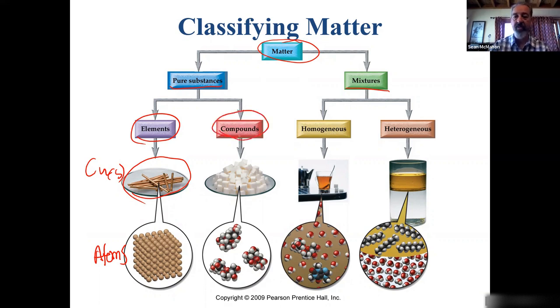Then you have compounds. So compounds, okay, they're still a pure substance and they have repeating patterns, but now you have two or more elements combined, and they're bound. So they have a fixed ratio. So their composition doesn't change.